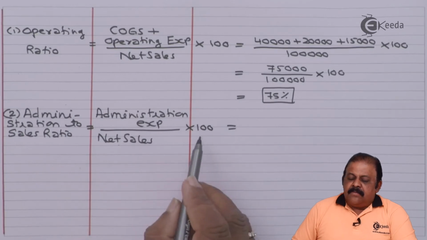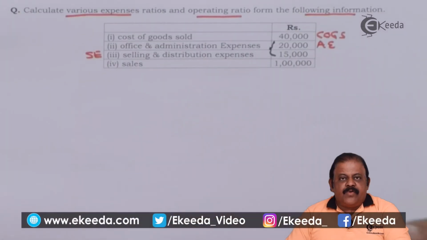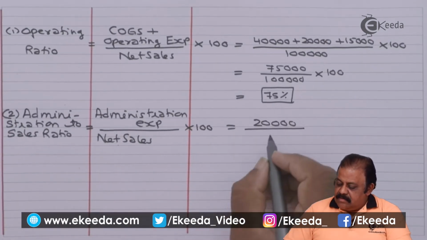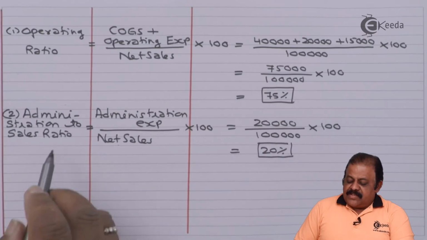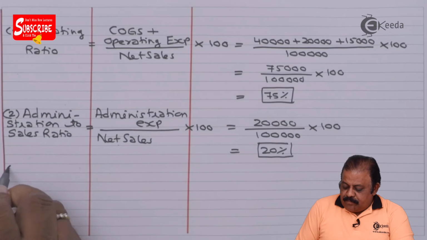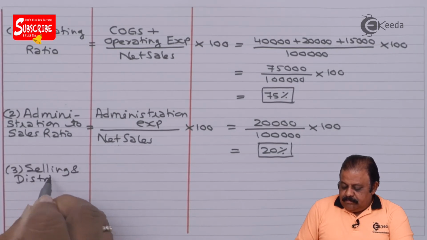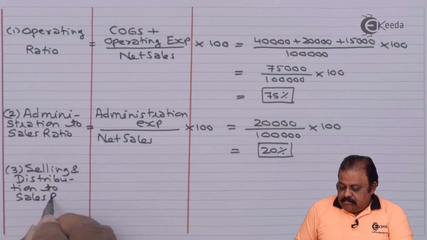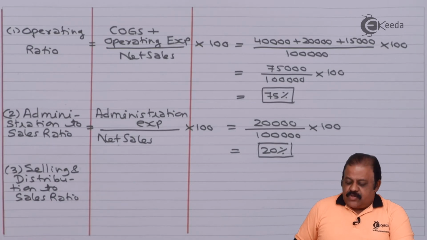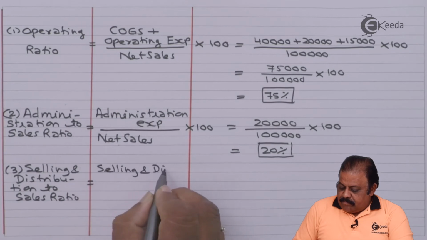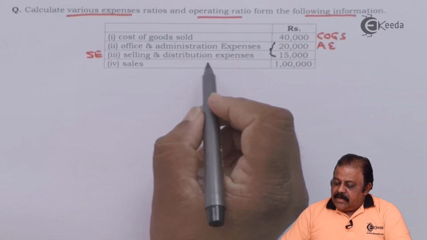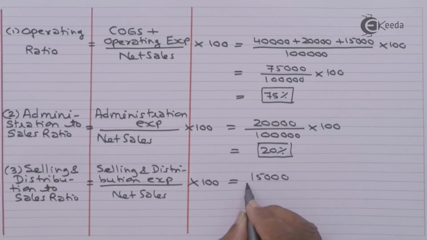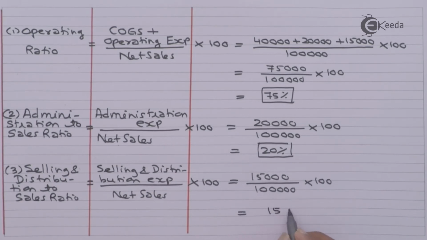Administration expenses divided by net sales multiplied by 100. Office and administration expenses 20,000, net sales 1 lakh, multiplied by 100. So the administration to sales ratio is 20%. Selling and distribution expense to sales ratio: selling and distribution expenses 15,000. So the selling and distribution expense ratio is 15%.